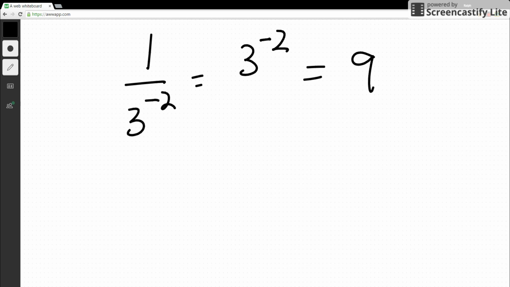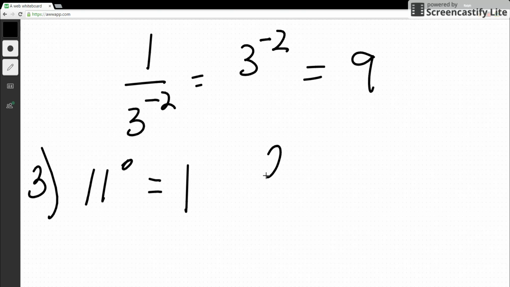Okay. Look at the next one. Which expressions are equivalent to 1? This is number 3. Anything to the 0 power equals 1. So if you look at the next one, it doesn't reduce. The next one says 2 to the negative 3 over 3 to the negative 2.